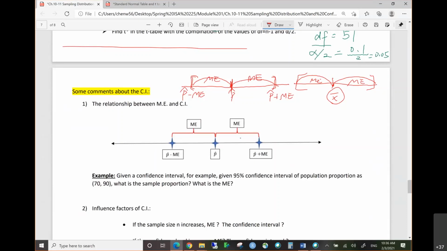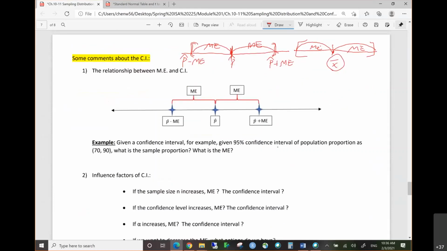So let's do a practice. We say there is an error here, right? So here should be the mean, and here is also the mean, right? So given a confidence interval, for example, given a 95% confidence interval of the population mean as 70 to 90, what will be the sample mean? What will be the margin of error? Can you get it?